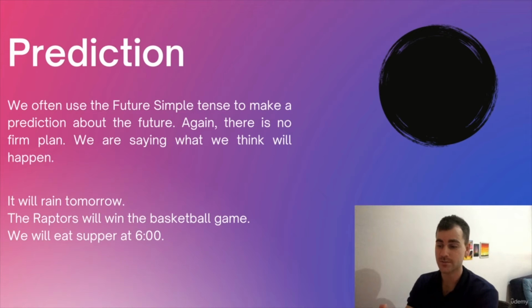We also use the future simple tense to make a prediction about the future. Again, there is no firm plan here. We are saying what we think will happen. It will rain tomorrow. The Raptors will win the basketball game. We will eat supper at 6 o'clock.